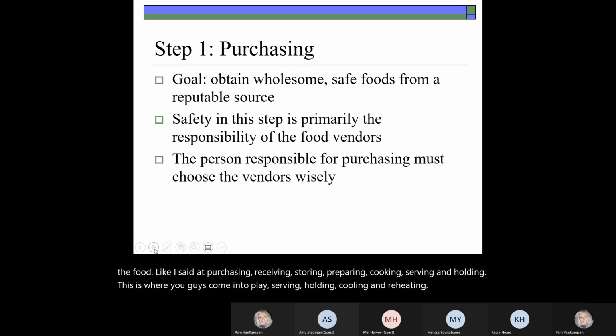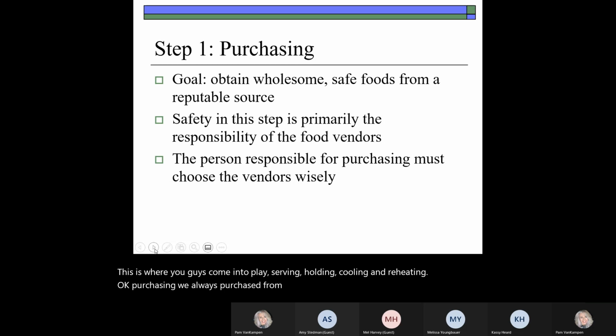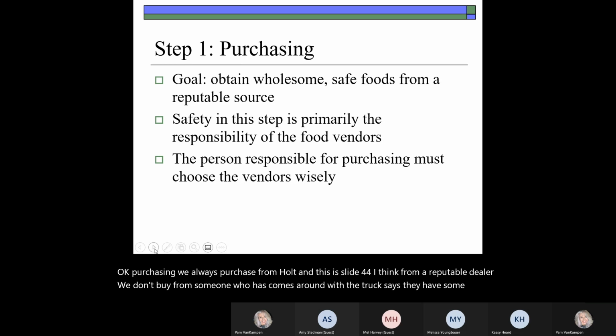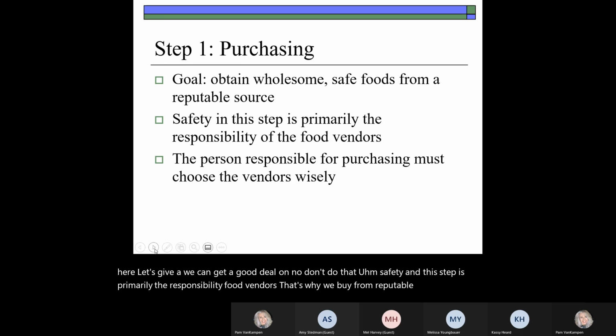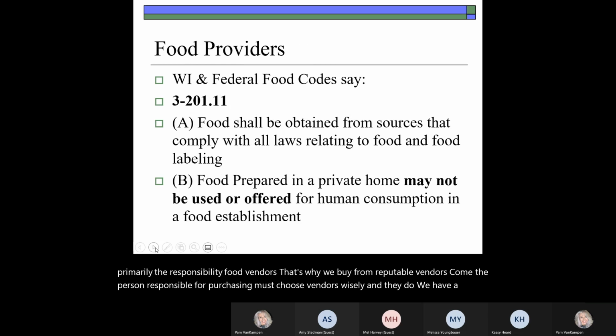Okay, purchasing, we always purchase from Holt, and this is slide 44, I think, from a reputable dealer. We don't buy from someone who comes around with a truck, says they have some steaks we can get a good deal on. No, no, no, don't do that. Safety in this step is primarily the responsibility of the food vendors. That's why we buy from reputable vendors. The person responsible for purchasing must choose vendors wisely, and they do. We have a process to do that.